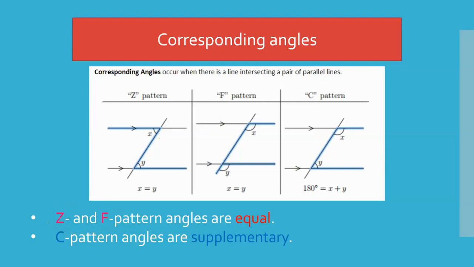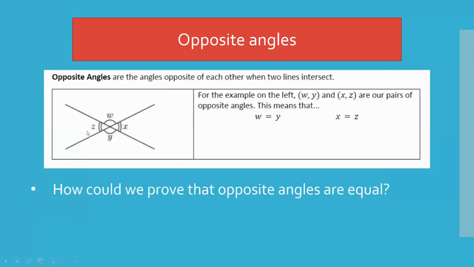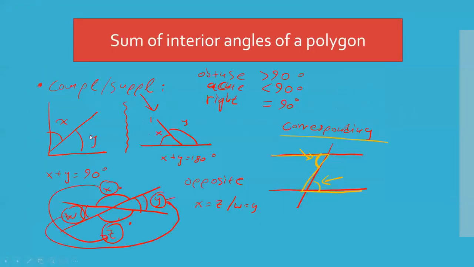What is important to remember is that the Z pattern is the most important. These two angles that are formed under the shape of the letter Z, so this and this, they are equal. Okay, and same goes for the F pattern. These two angles are equal. Now for the C pattern, these two angles are supplementary, so they add up to 180. But this one is the most important that you need to remember. When you have Z pattern angles, they are equal. So more or less, this is what we talked about.